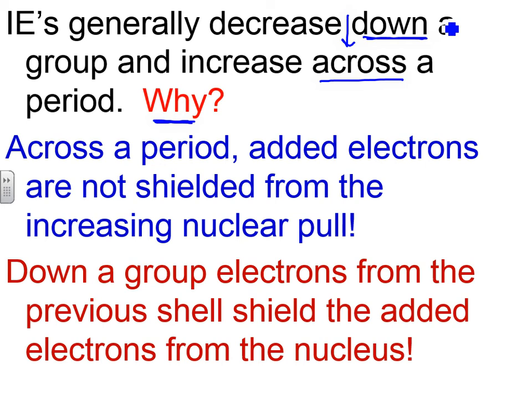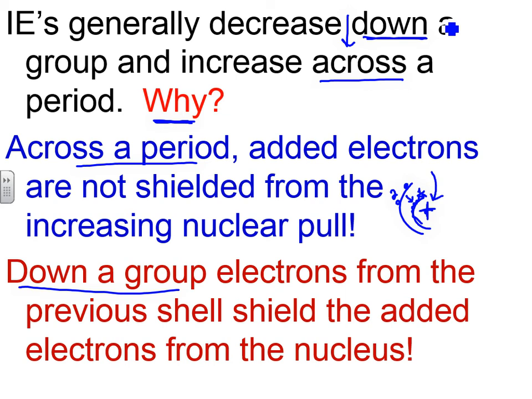So here it says down a group, electrons from the previous shell shield the added electrons from the nucleus. So anytime you're making a new shell, say this is shell 1, if you make the second shell, shell 2, the electrons in shell 2 are now shielded from the nucleus, which is positive, which wants to attract and pull the electrons in. They are shielded by the first shell. Now that does not happen if you go across a period. Across a period, you're adding to the same shell, and so there's no extra shielding, which means the nucleus just keeps pulling the electrons closer and closer.